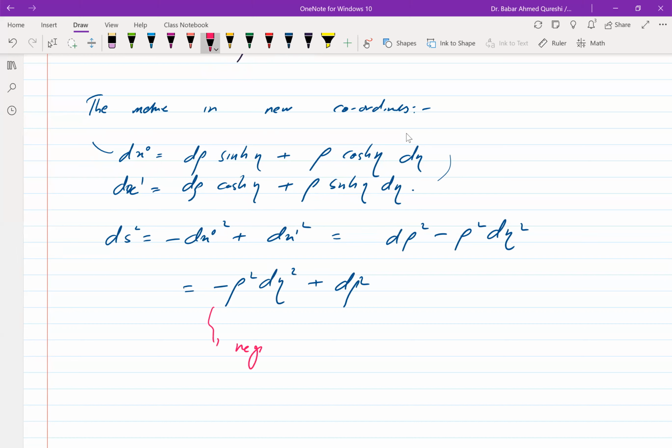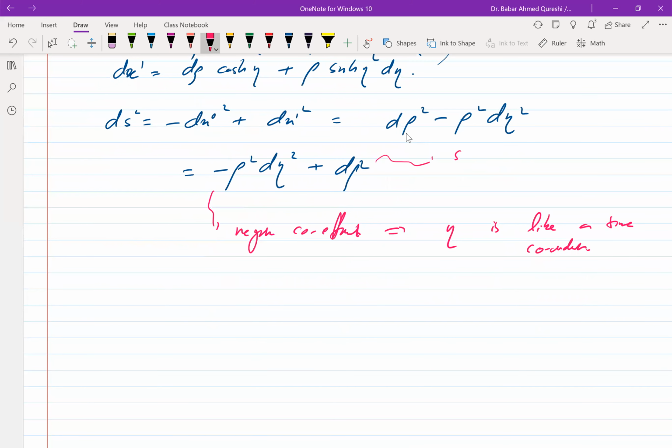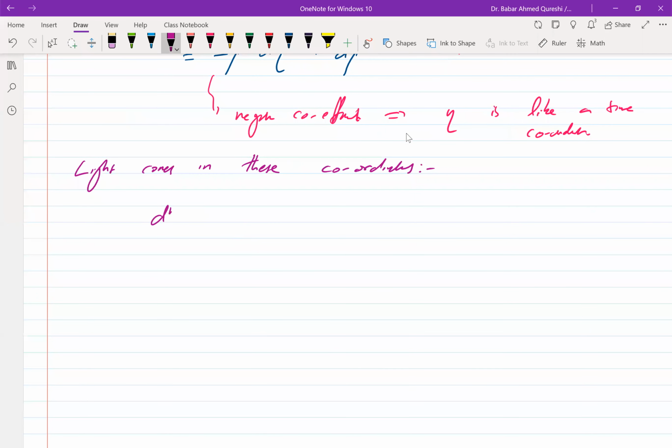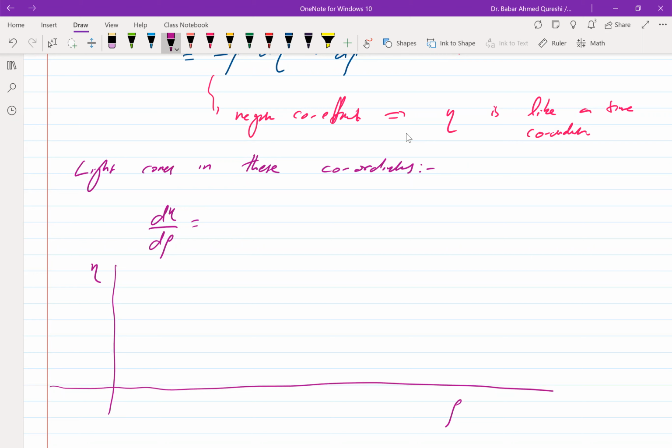This has a negative coefficient. This implies that eta is like a time coordinate, because of the signature, I knew that it has to come out like this. And rho is like a spatial, radial coordinate, because it goes from 0 to infinity. And if I look at the light cones in these coordinates, they look like this. All I have to do is compute d eta over d rho to make the null paths in the eta-rho plane. So this is plus minus 1 over rho.